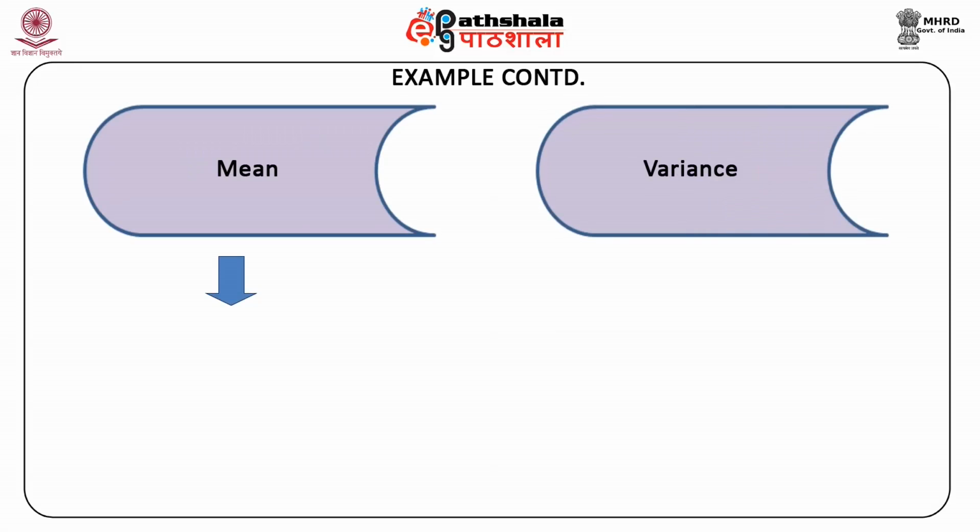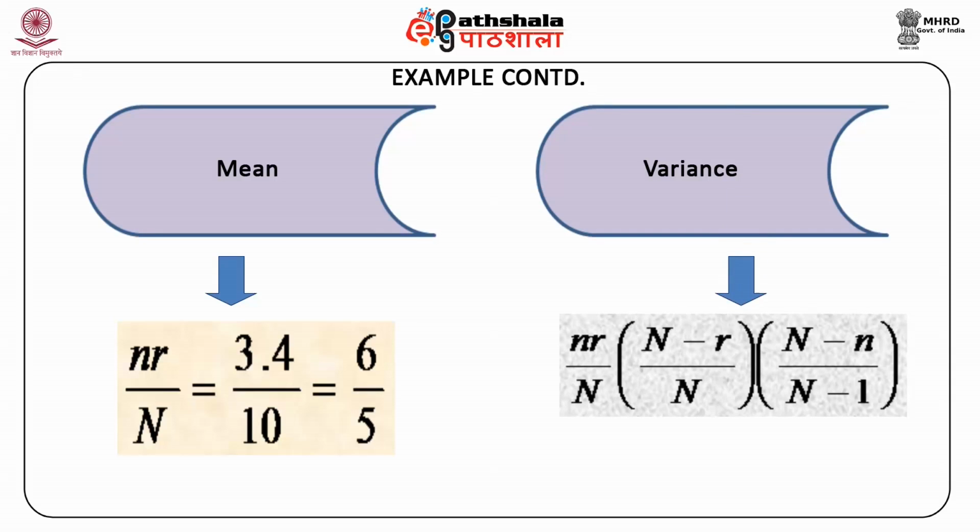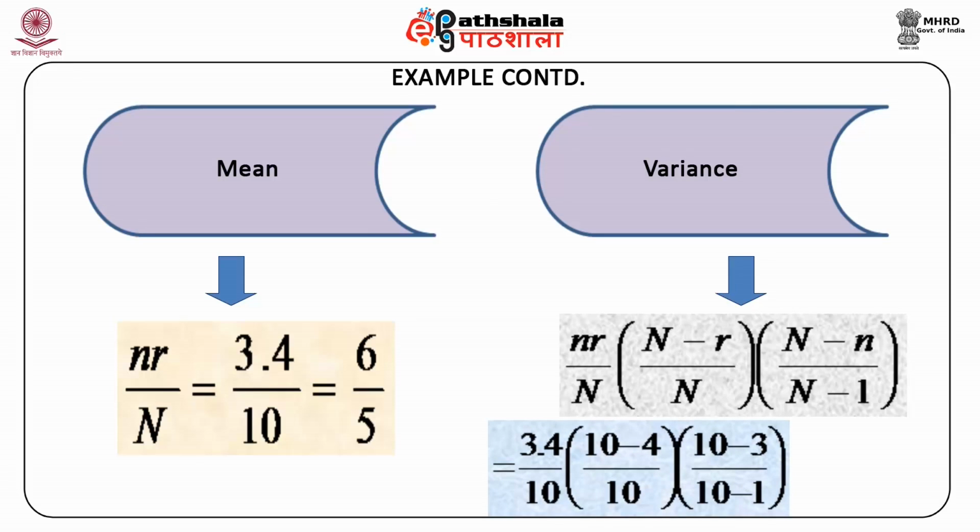The mean and variance are given as follows. Mean is equal to nr upon capital N, which is equal to 3 into 4 upon 10, equal to 6 upon 5. Variance is equal to nr upon capital N, into capital N minus r upon capital N, into capital N minus small n upon capital N minus 1, which is equal to 3 into 4 upon 10, into 10 minus 4 upon 10, into 10 minus 3 upon 10 minus 1, which is equal to 6 by 5 into 6 by 10 into 7 by 9, which is equal to 14 upon 25.